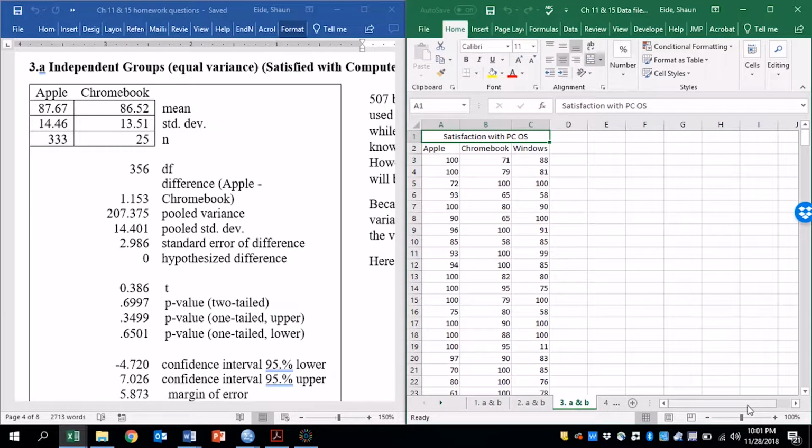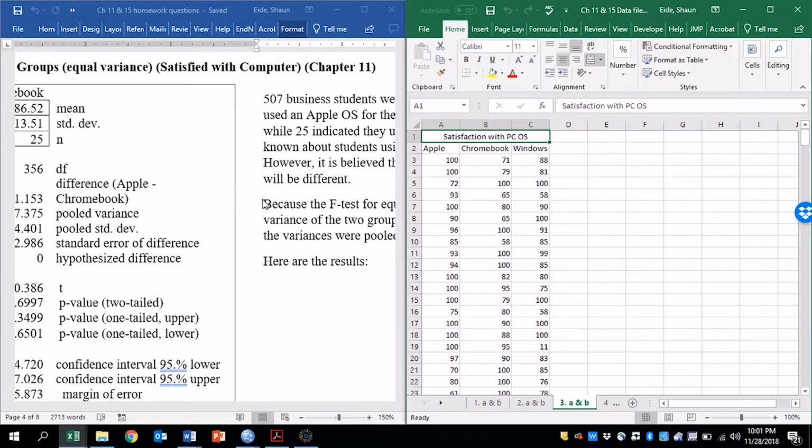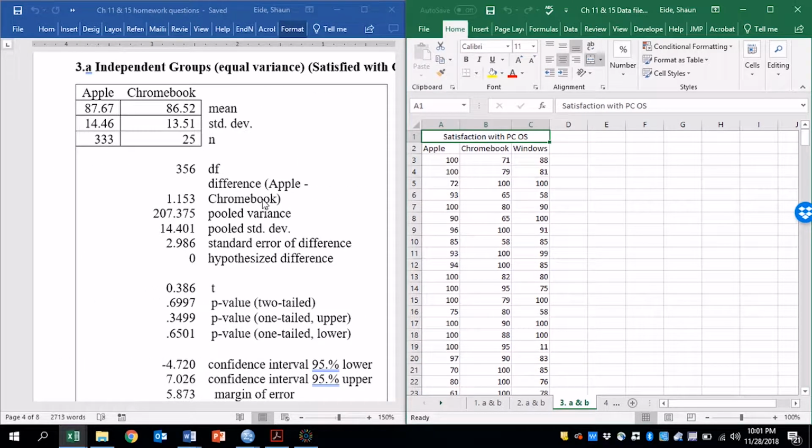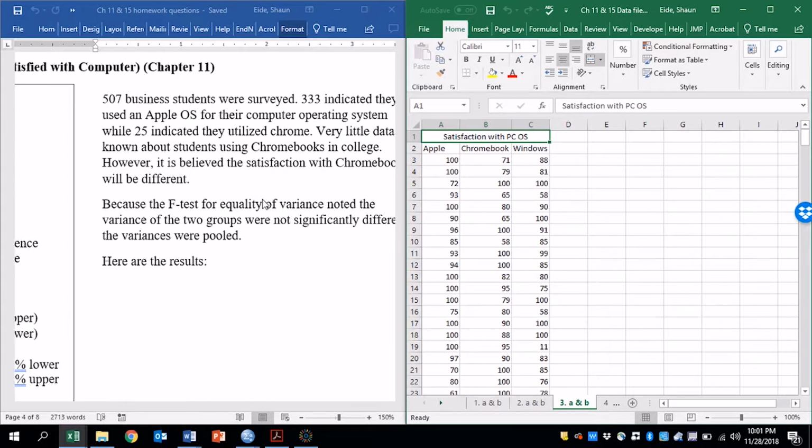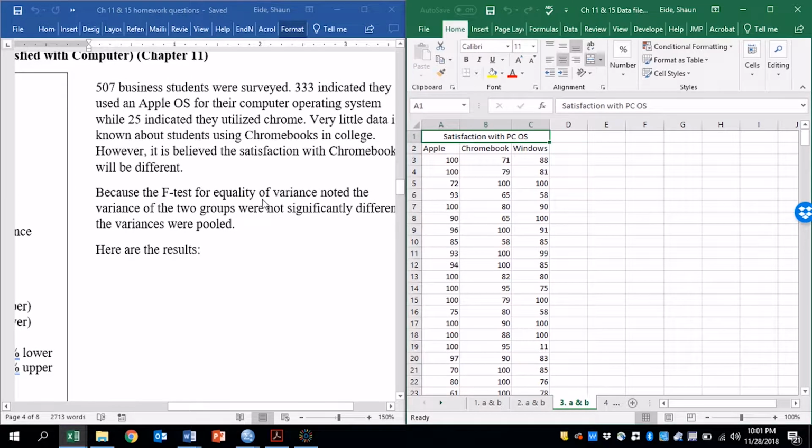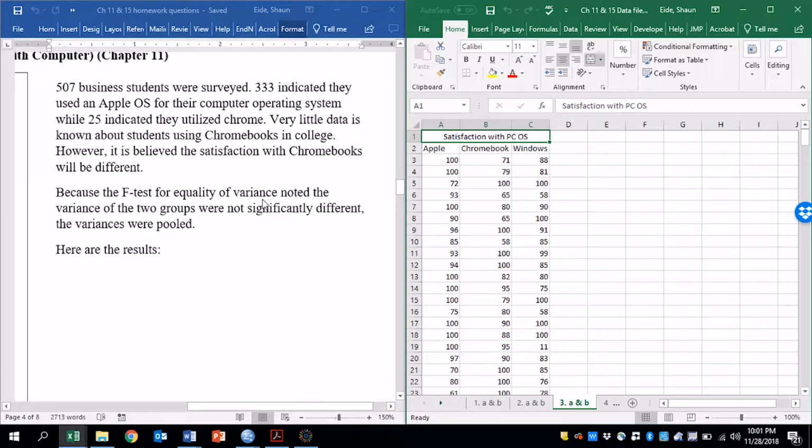Okay, we are going to go through 3A together here. So with 3A, let's read the prompt. 507 business students were surveyed. 333 indicated they used an Apple OS for their computer operating system, while 25 indicated they utilized Chrome.